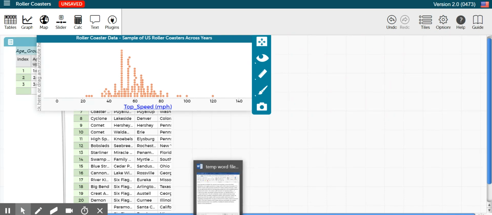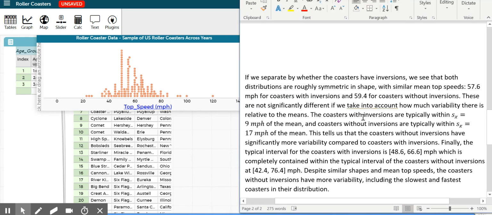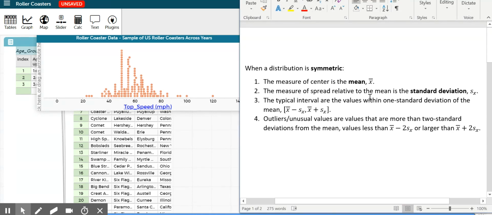So just a reminder of the things we want to look for. When a distribution is symmetric, the measure of center is the mean, x bar. The measure of spread relative to the mean is the standard deviation. We write S sub x. The typical interval are all values within one standard deviation of the mean. The idea there is the mean is the typical value. The standard deviation is approximately the average distance from the mean for the values. So in other words, it's the typical amount of variation we see in a data point relative to the mean.